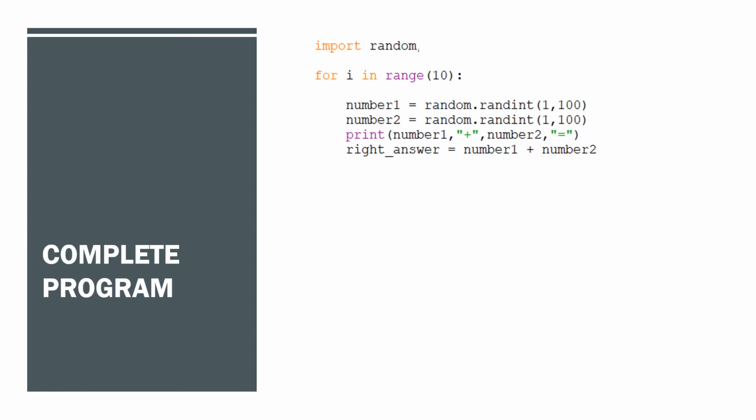So as you develop the code, it should look something like this. You've imported the random module. You're looping 10 times, you're making 2 random numbers, printing them out in the form of a question and working out the right answer.